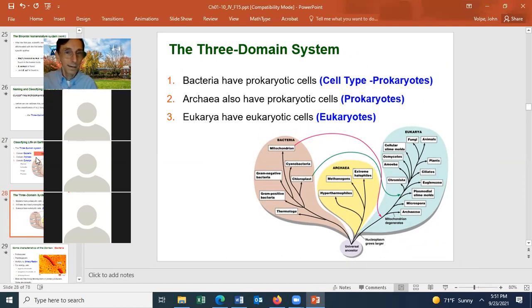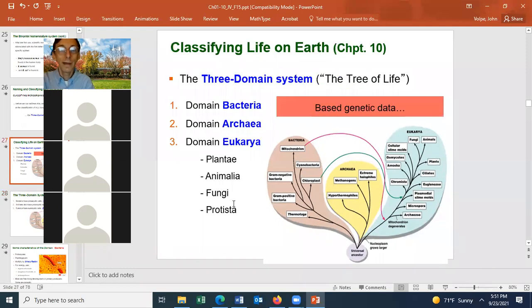I think I accidentally advanced that. There we go. Go back to that slide. So there are 3 domains: the bacteria, the archaea, also called the archaea bacteria, and the eukaryotes, or the eukarya. Those are the 3 domains.